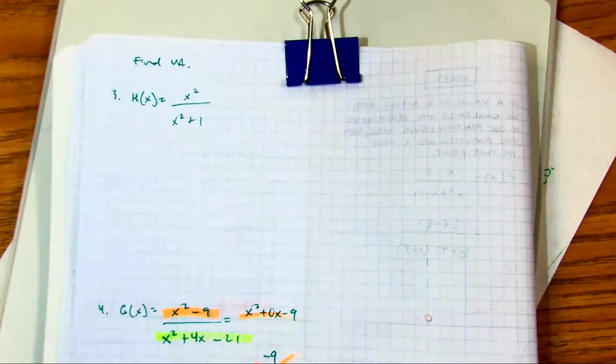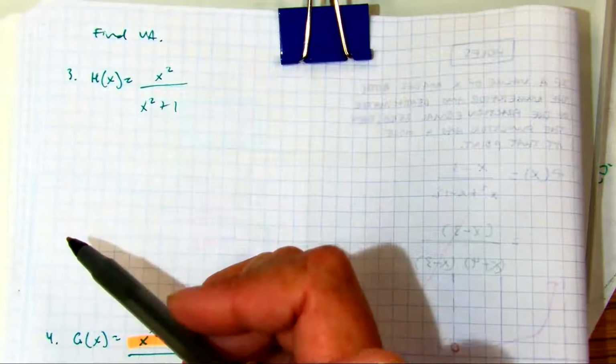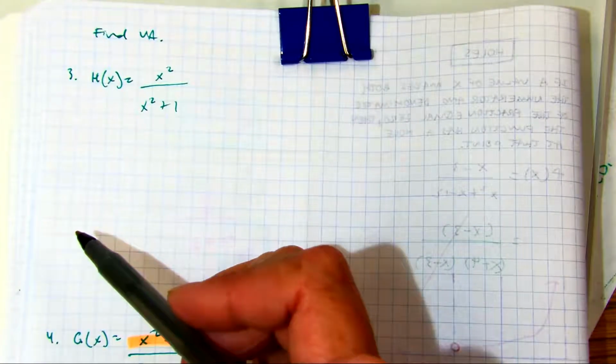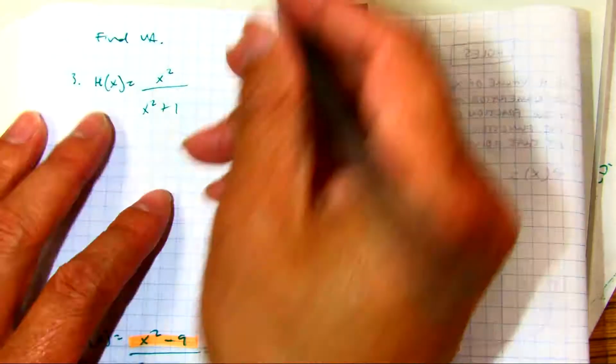Number 3. Find the vertical asymptotes of h of x equals x squared over x squared plus 1. Erica, what should we do first? What are those 3 steps we wrote down yesterday to find vertical asymptotes?